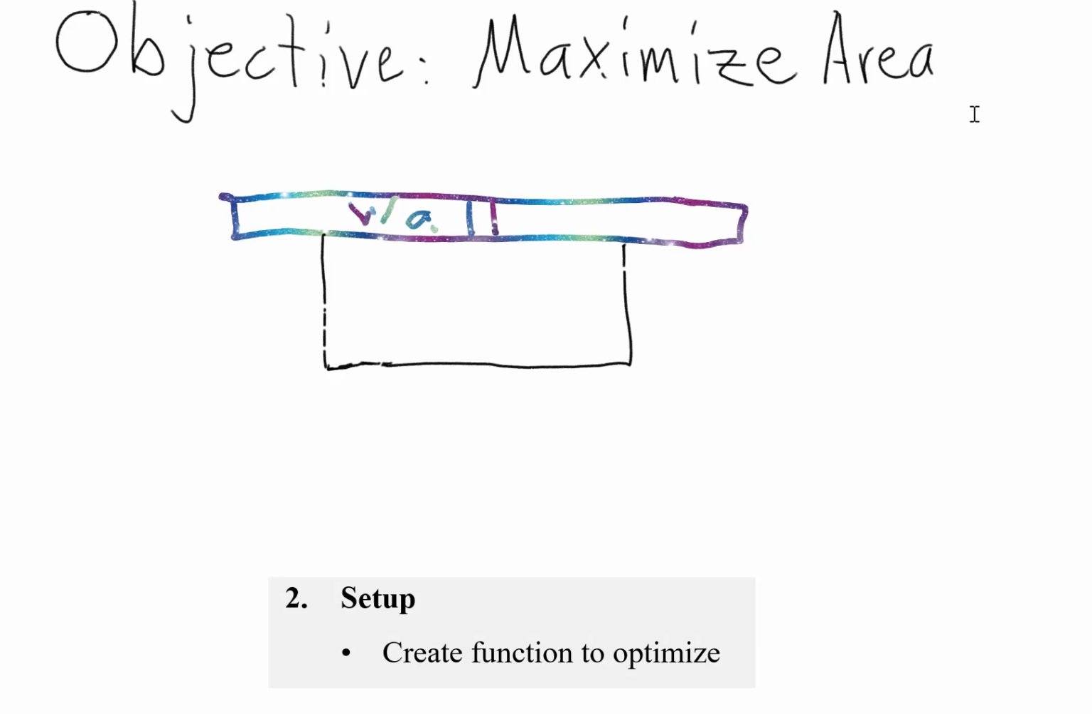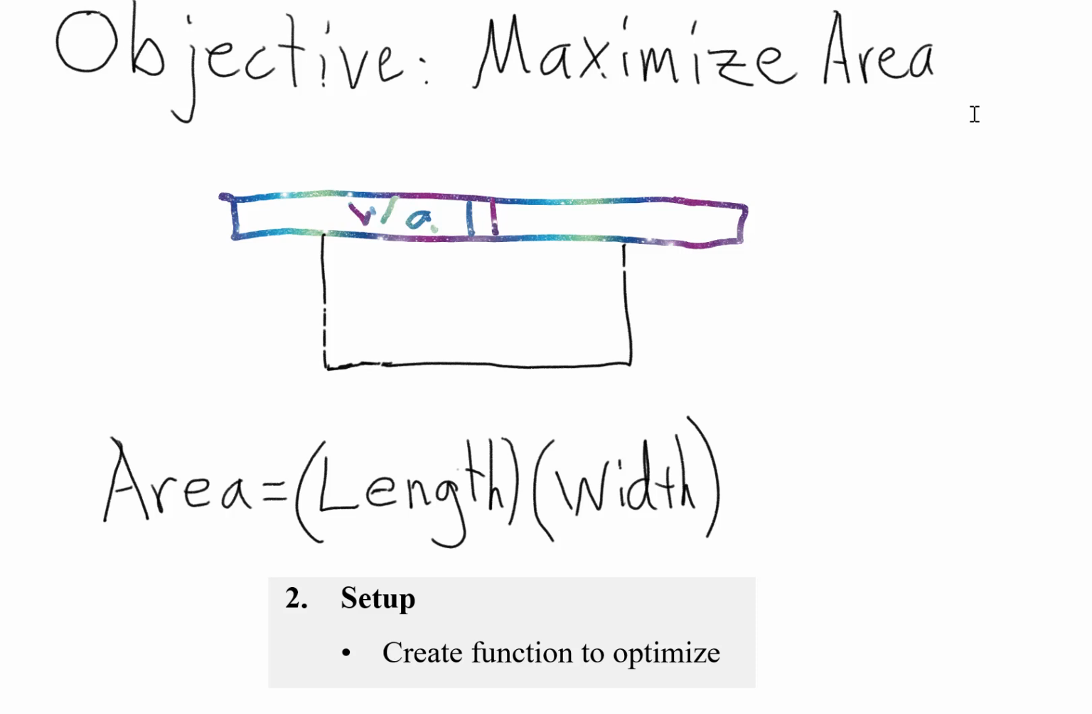We want to create the function that we're going to optimize. Since we're maximizing area, we will create an area function. Let's just first though think about, in words, what area is equal to. Recall from geometry or a high school algebra class, area is equal to length times width. So I'll create an area function based on those two components, length and width. Looking back at my picture though, I don't know what the length and the width are.